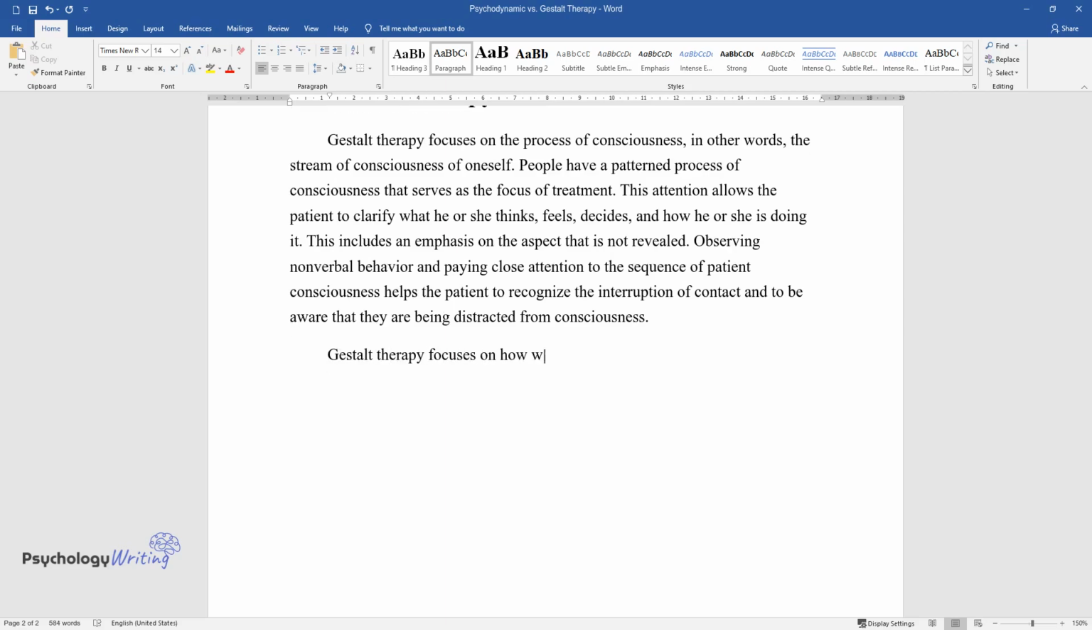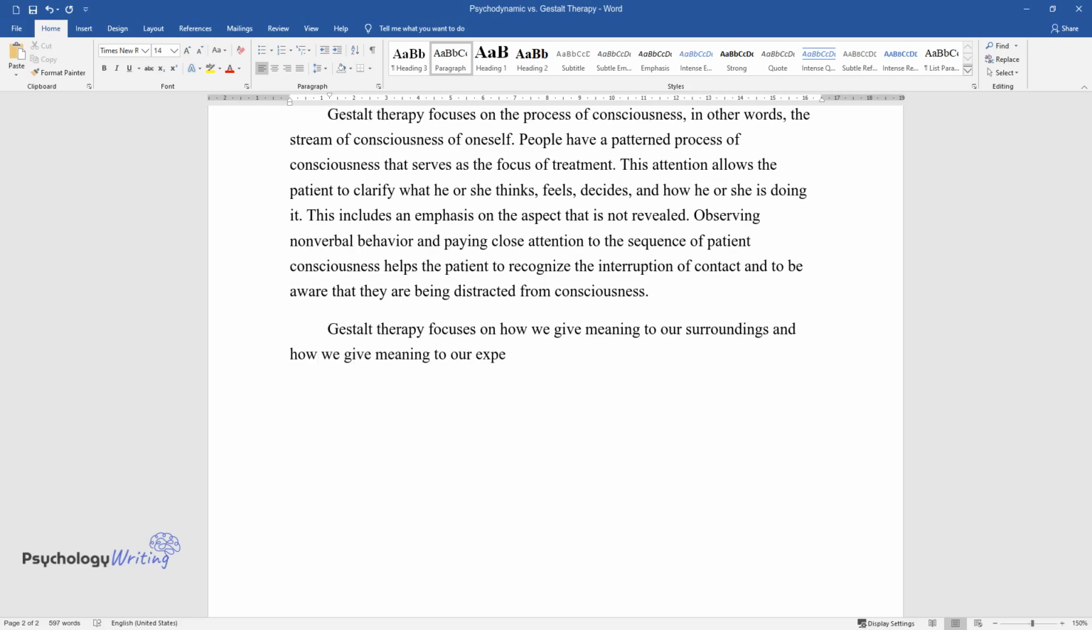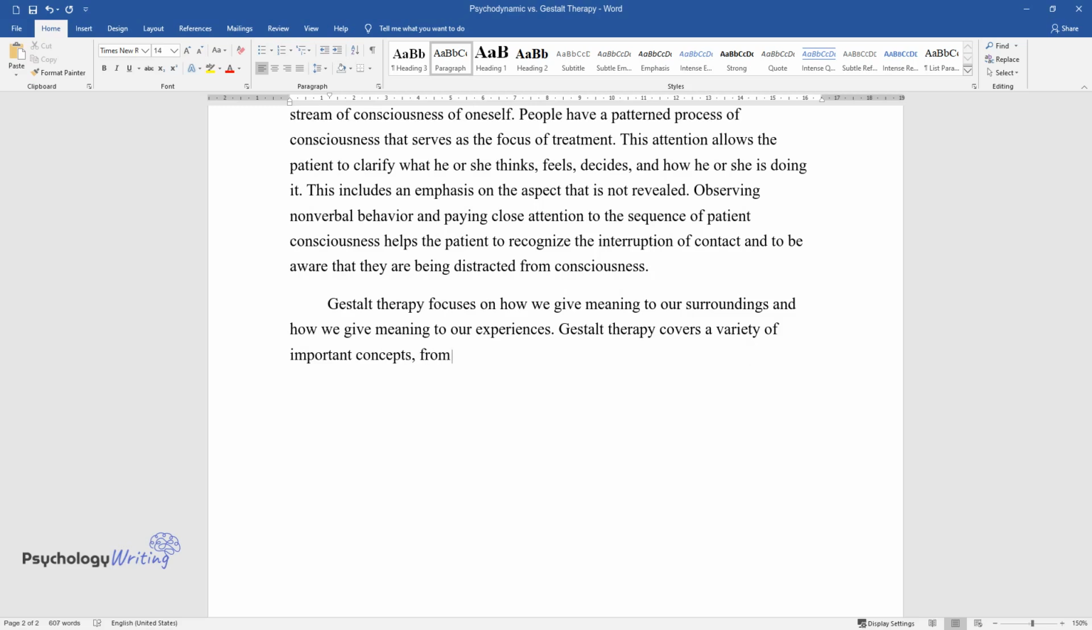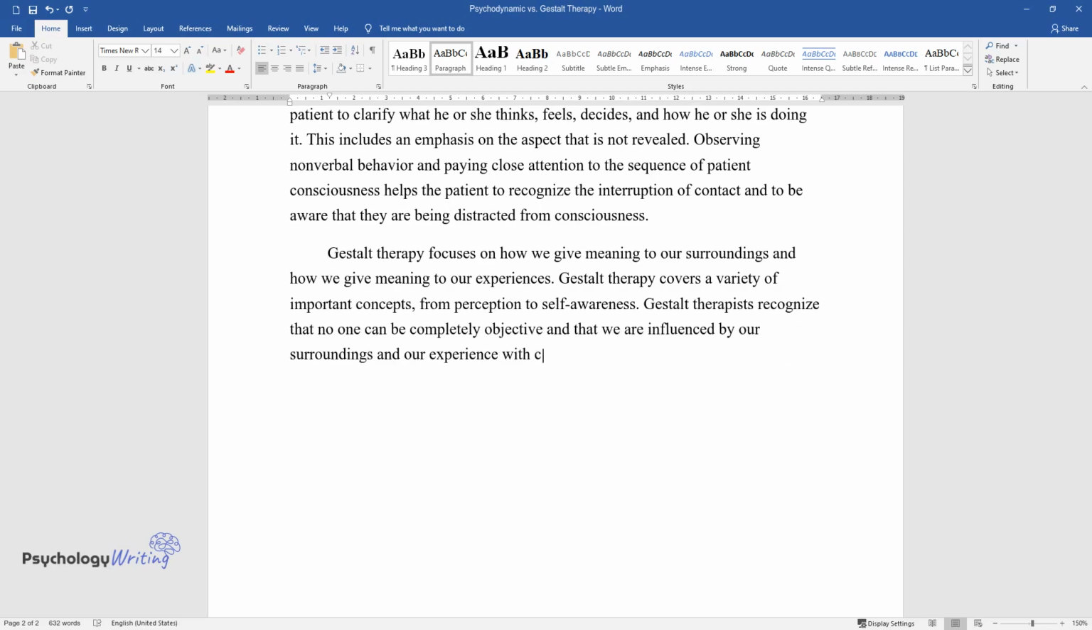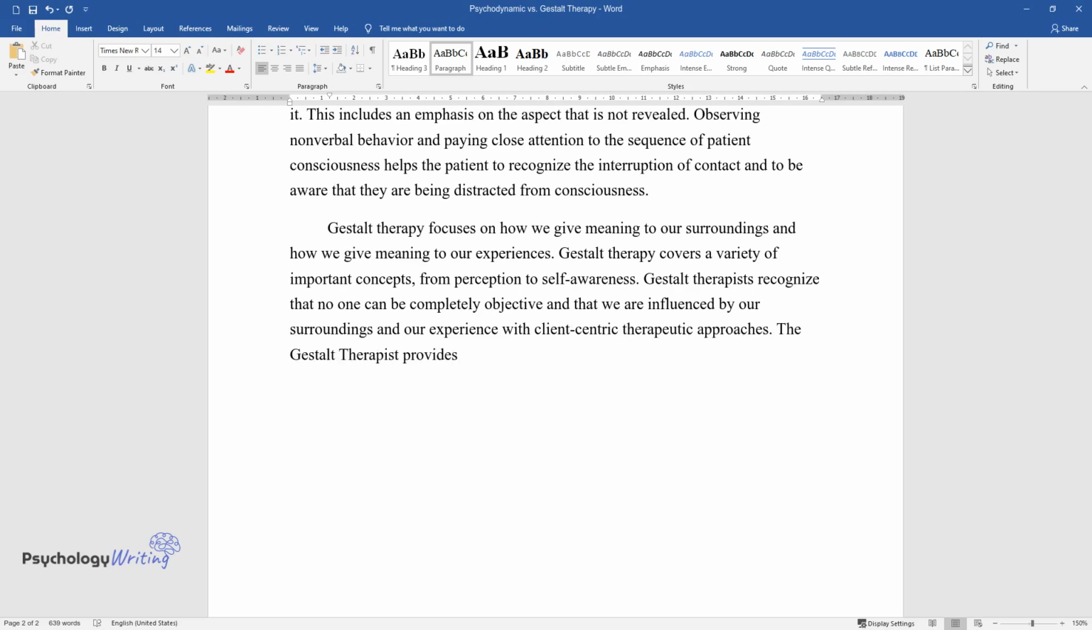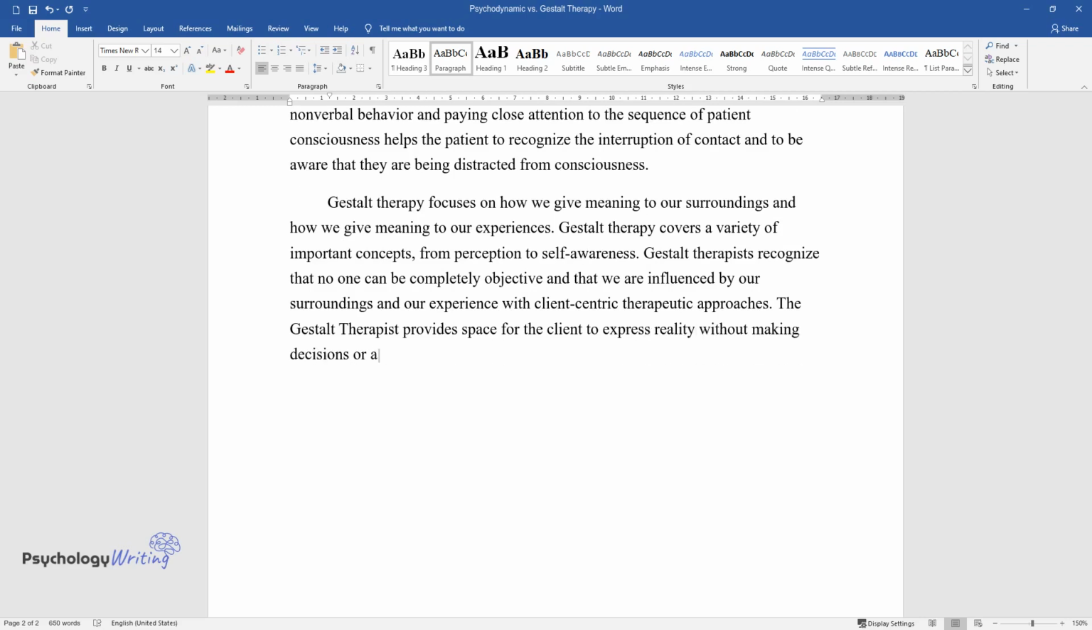Gestalt therapy focuses on how we give meaning to our surroundings and how we give meaning to our experiences. Gestalt therapy covers a variety of important concepts, from perception to self-awareness. Gestalt therapists recognize that no one can be completely objective and that we are influenced by our surroundings and our experience with client-centric therapeutic approaches. The Gestalt therapist provides space for the client to express reality without making judgments or questioning the client's experience.